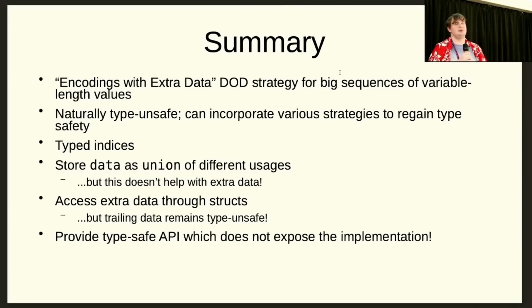Okay, so what have we done here? We've looked at the strategy we use for data-oriented design in the Zig compiler. That's encodings with extra data. We use it for all kinds of things, and we're using it more and more over time. It's a really nice pattern, but it has a problem, which is that it's naturally not type safe. And we can incorporate some strategies to regain type safety. Typed indices are really important, and we can do things like using a union and accessing extra data through structs, but these don't quite work well. So it turns out the best way to do this is just to provide a type-safe API.